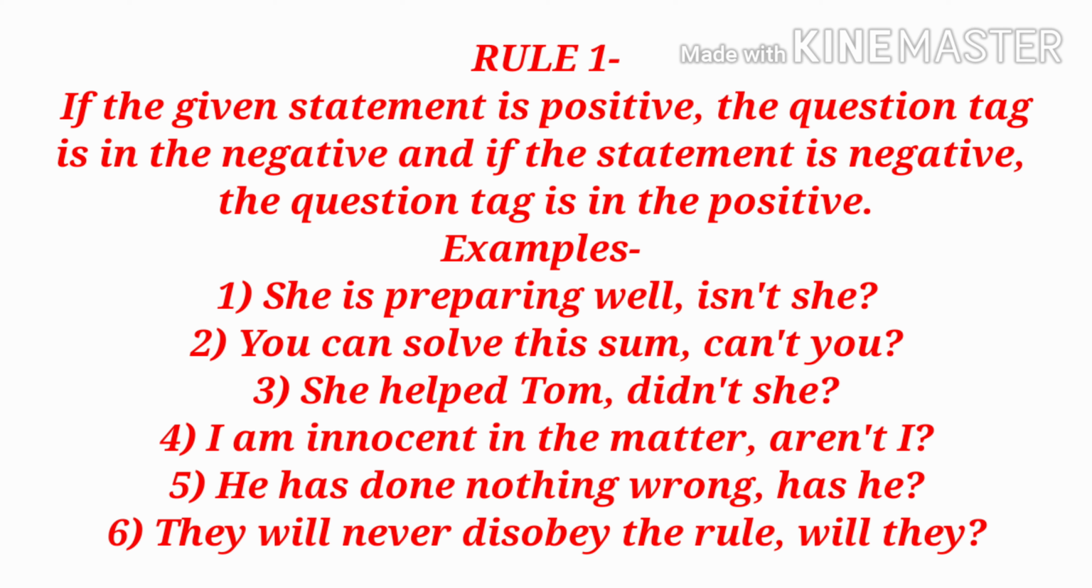He has done nothing wrong. Auxiliary verb is has. The sentence is negative, so the question tag will be positive. Has he? They will never disobey the rule. Helping verb will. So, the question tag is will they? I hope this much is clear to you. Now let's proceed to the second rule.